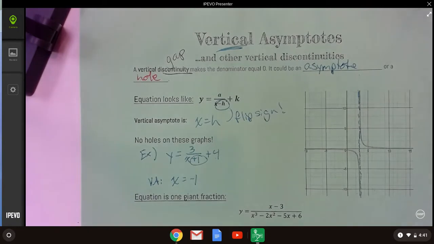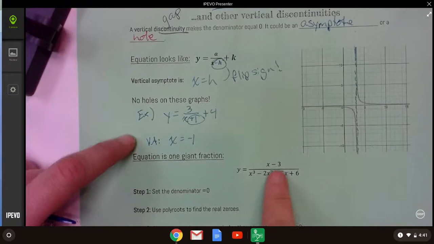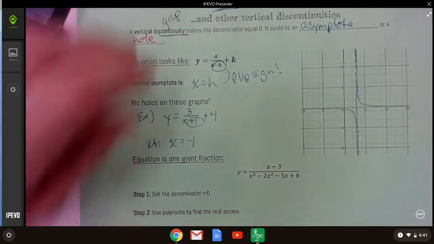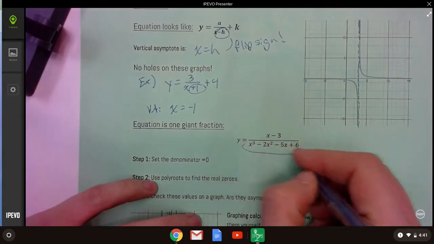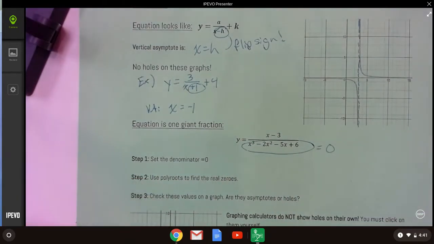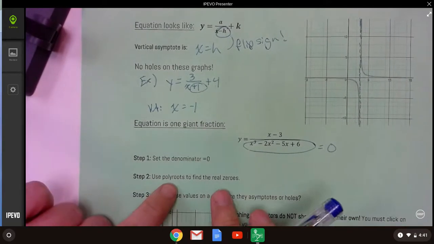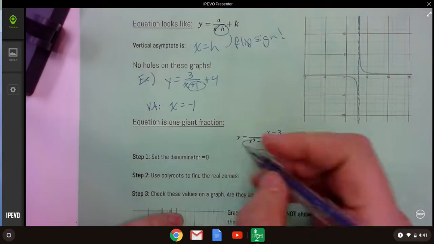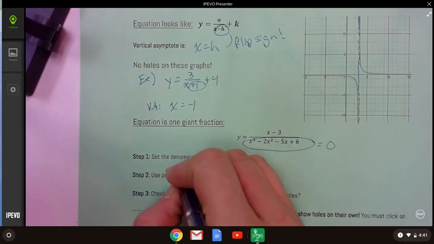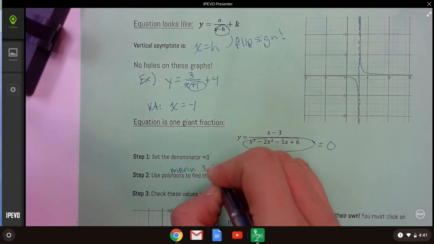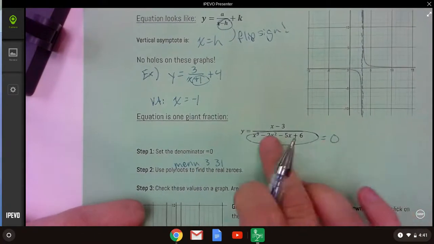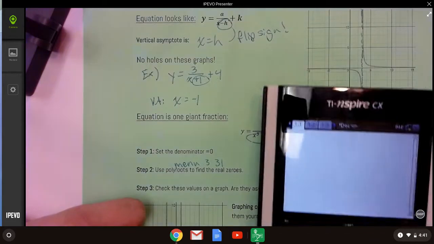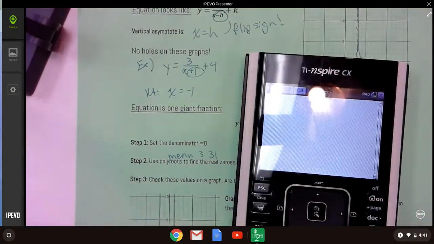Simple enough. So what if my function looks harder? What if it looks like one giant fraction? Got a few steps to follow here. First, set the denominator equal to 0. So just pretend I have this, and I set it equal to 0. And then use polyroots to find the real roots. You could factor it if you want to, or you could even graph it to find the zeros.